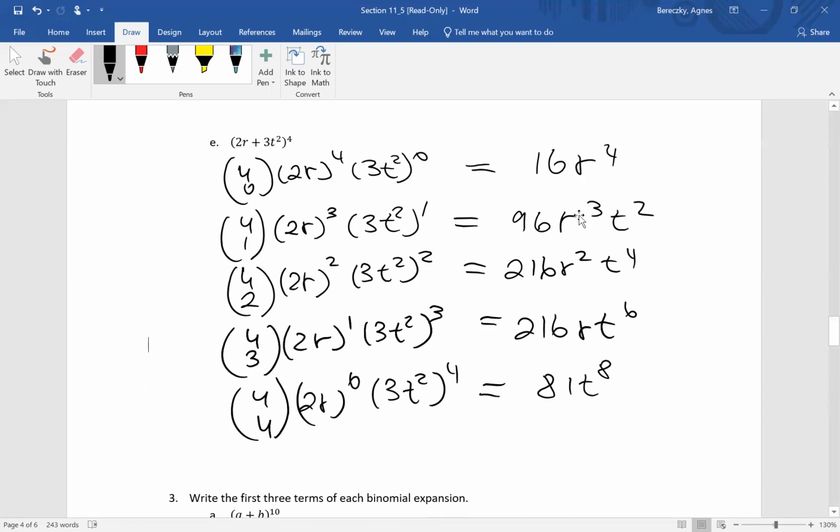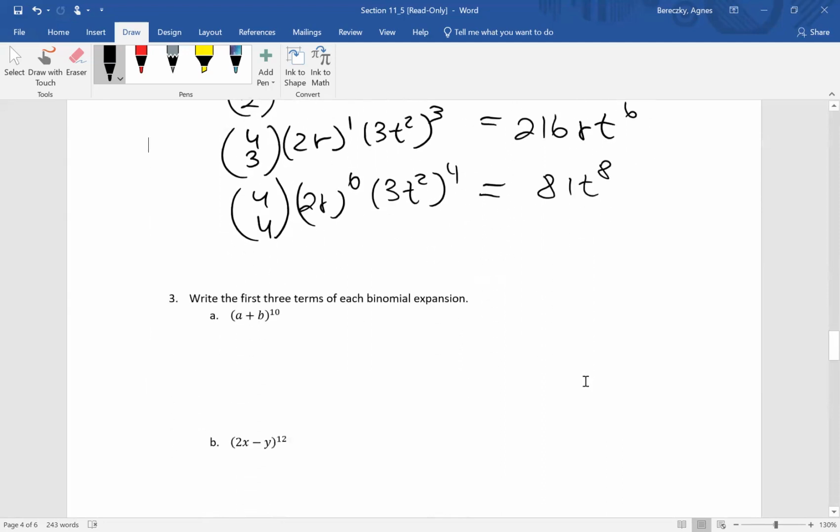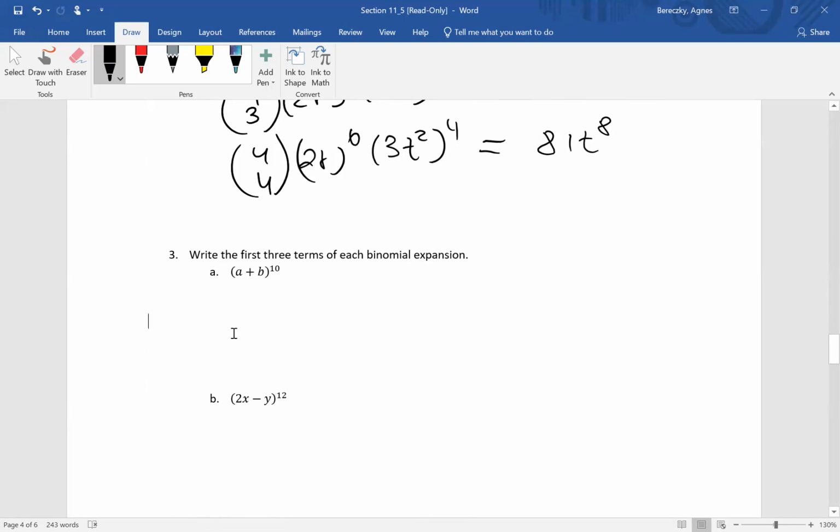So you can add, this is a plus in between them, so we would be adding all the terms as our final answer. So let's go ahead and practice just a little bit more. Write the first 3 terms. We're only going to write a few terms, not a whole lot, just to practice using your calculator if you need to.